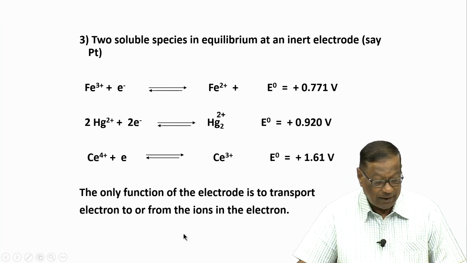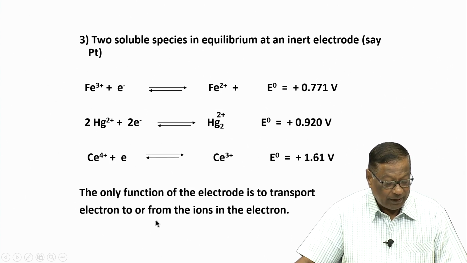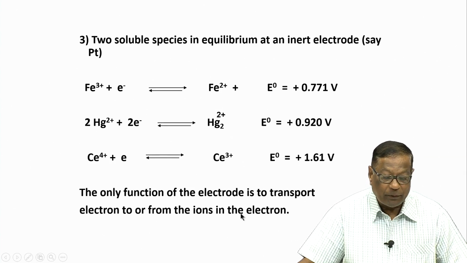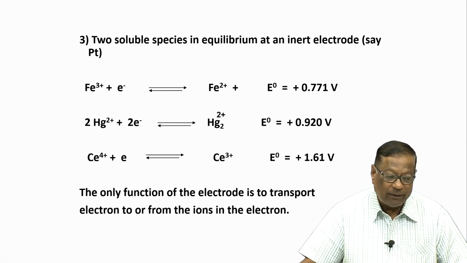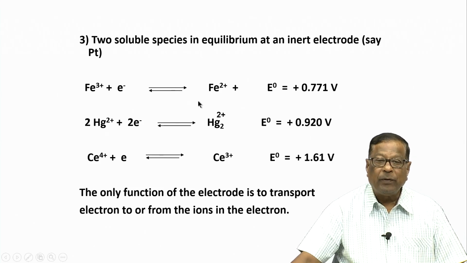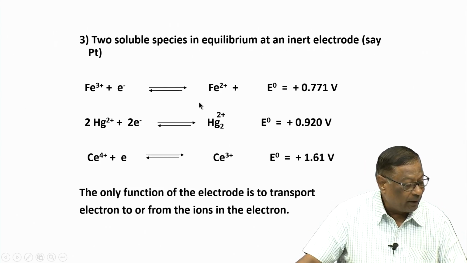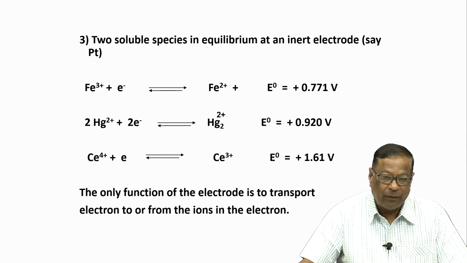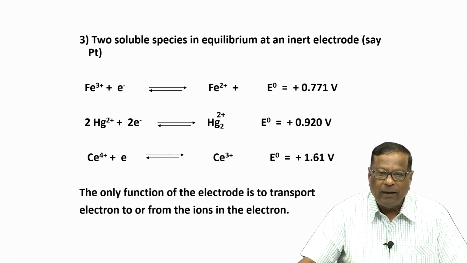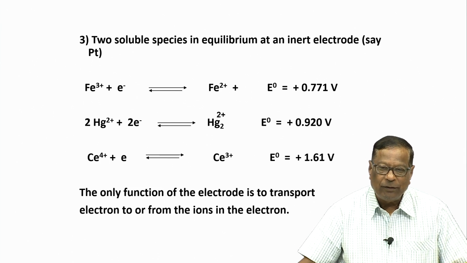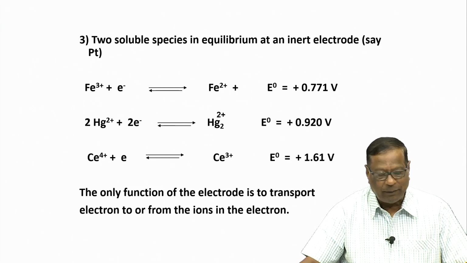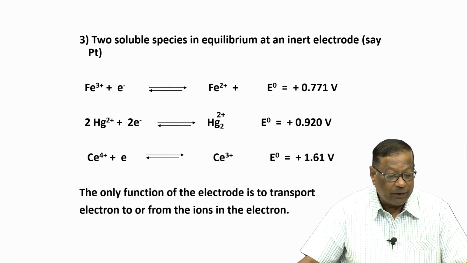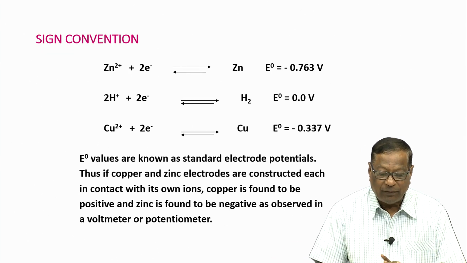The only function of the electrode is to transport electrons to or from the ions in the solution. So these are the three kinds of electrodes we normally employ in our electrochemical studies. One is a metal in its own solution, another is a metal in equilibrium with its sparingly soluble salt, and the third is a redox species in the solution with two platinum electrodes or one platinum and one hydrogen electrode. Now I talk about the sign convention.